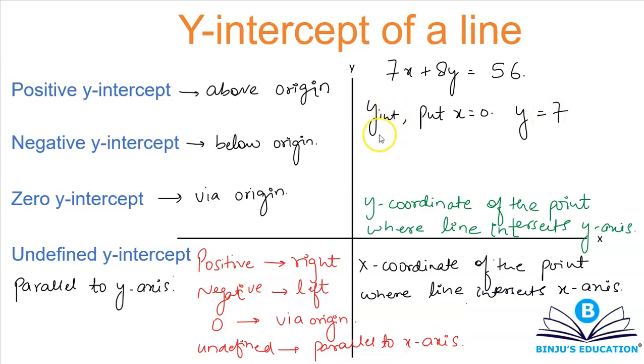If you want to calculate the x-intercept, then put y equal to 0. Why y equal to 0? Because what is the x-intercept? It's the x-coordinate of the point where the line intersects the x-axis, and on the x-axis y is always 0. So you will get x equal to 8. So the y-intercept coordinate is (0, 7) and the x-intercept coordinate is (8, 0). You will always write the x first and then the y second. This is the concept of the x-intercept and y-intercept of a line.